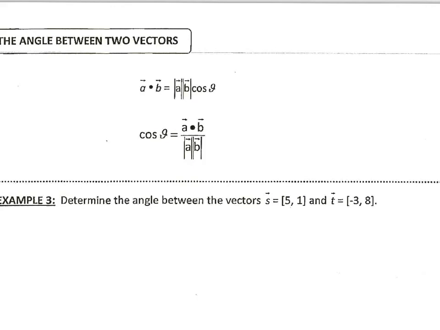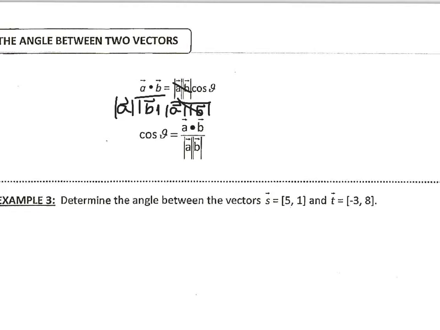Okay, so now we're going to take a look at how to find the angle between two vectors, and all we're doing is taking our formula for the definition of a dot product, which was the magnitude of A and the magnitude of B times cos theta. We're going to divide both sides by those magnitudes, and that's how we get the formula below. All we're doing is dividing out, these cancel, and we're left with A dot B over the magnitude of A and the magnitude of B.